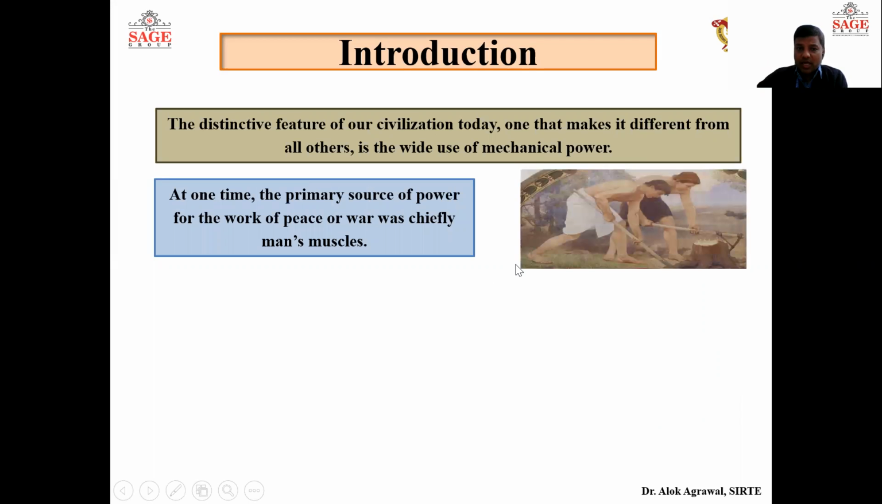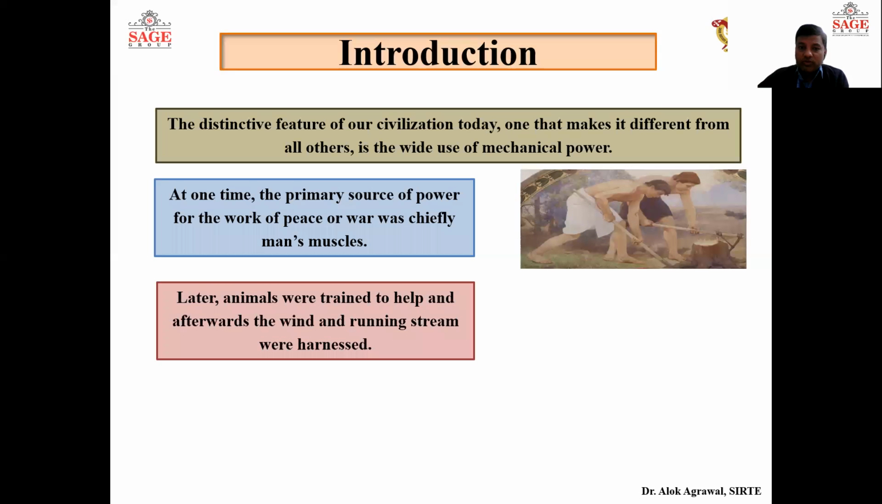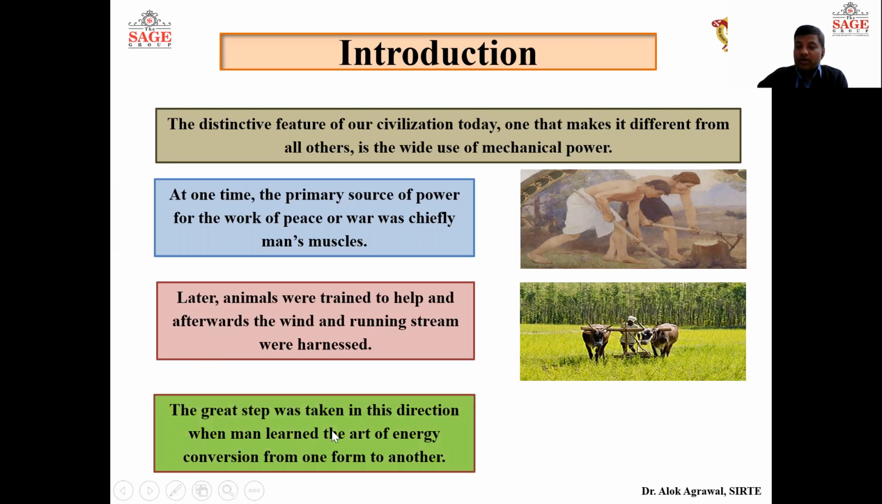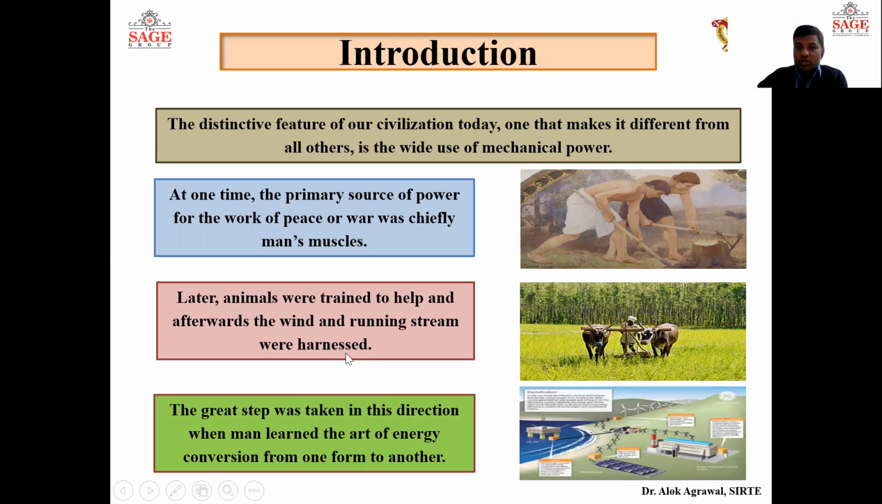Earlier, in a very early time, we did each and every work by our own muscle power. We were not taking help of anything else. But as we grew, we started training our animals and making use of their power to do our work. Again, we used the energy of wind and the energy of streams, which was beneficial for us. And finally, the revolution came when we were able to convert one form of energy into another form of energy. So this is how we grew.